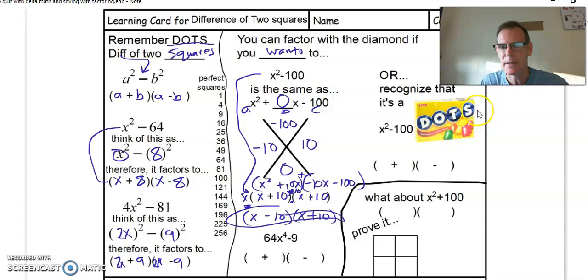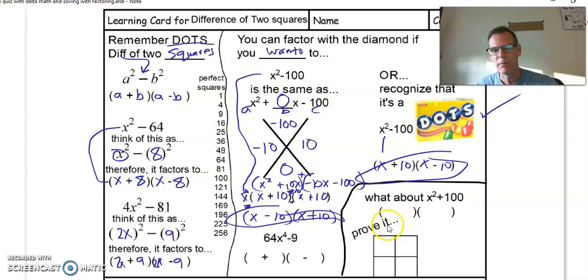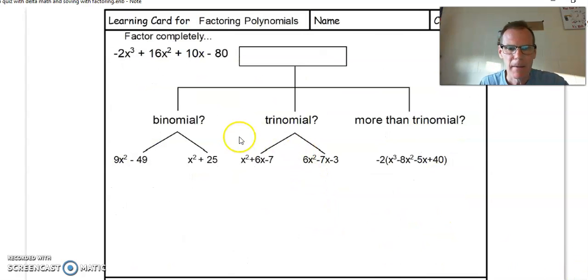Or you can just recognize it as dots, the difference of two squares, and go, hey, square root of the first term, x, and then plus or minus the square root of the second term, 10 and negative 10. All right, we could prove it, but this is a short video for those that are stuck at home today. We could document it over here in this whole decision tree for factoring quadratics.